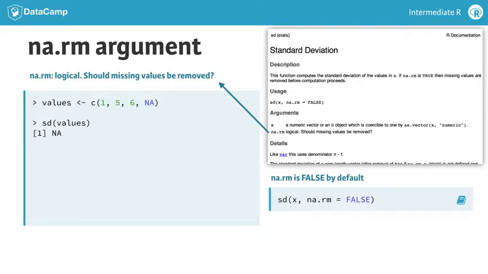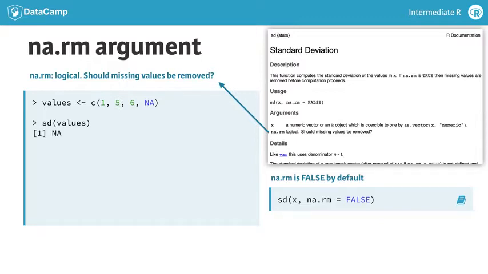na.rm = FALSE indicates that by default, NAs will not be removed. So if you do not specify the na.rm argument, na.rm will be set to FALSE. For the case where the values vector contains a missing value, an NA, we'll want to set na.rm to TRUE. The sd function will then remove missing values before calculating the actual standard deviation.